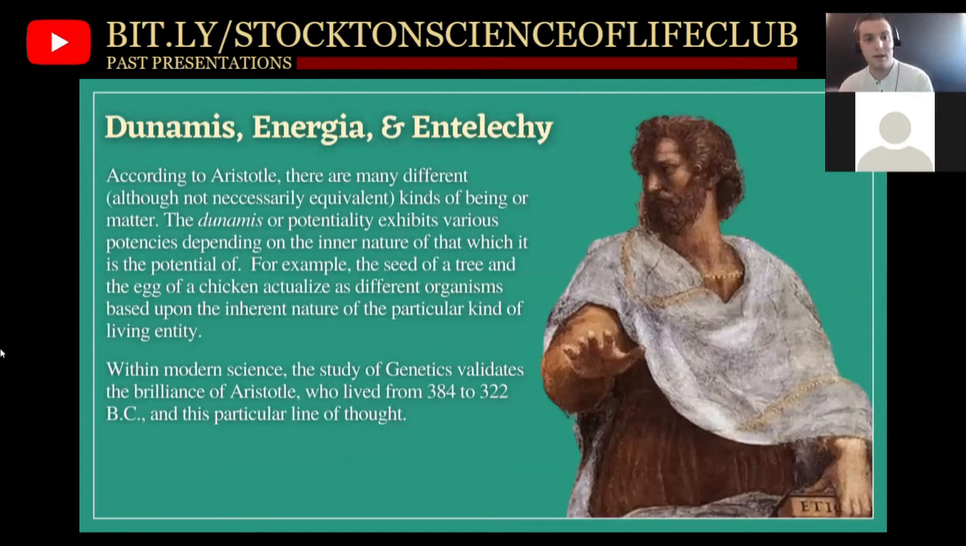The dunamis, or potentiality, exhibits various potencies depending on the inner nature of that which it is the potential of. For example, the seed of a tree and the egg of a chicken actualize as different organisms based on the inherent nature of the particular kind of living entity.